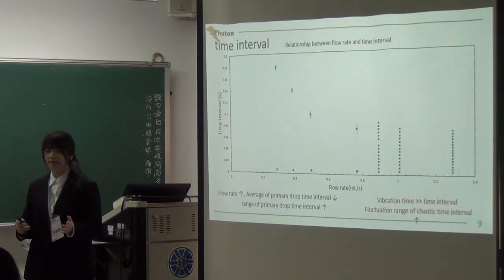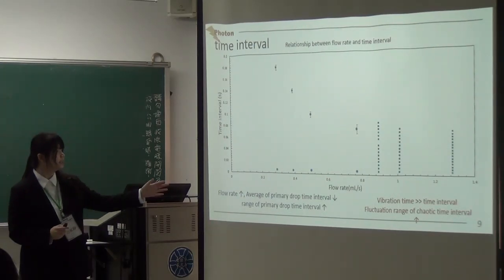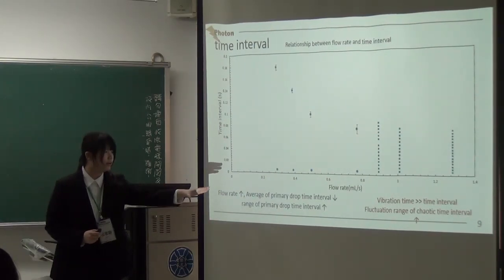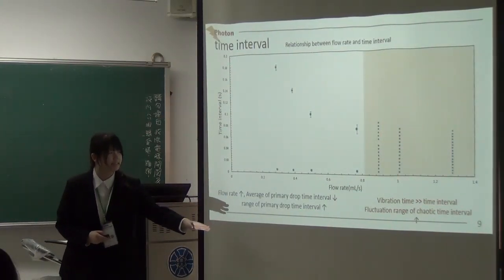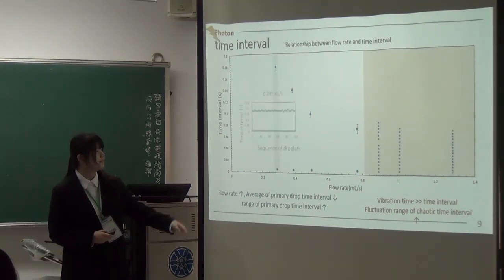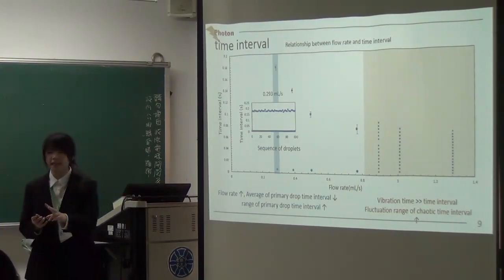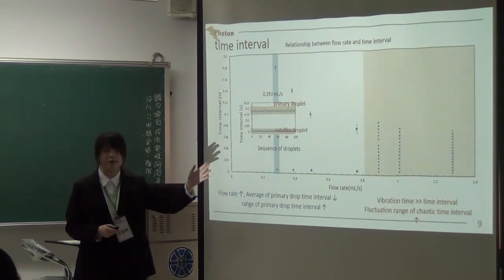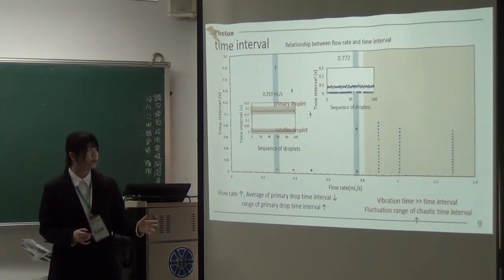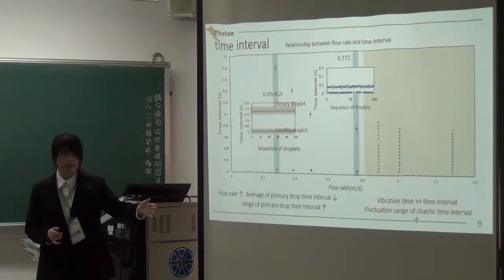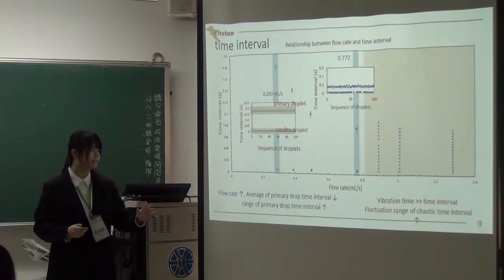And here is the time interval. The x-axis is water flow rate, and the y-axis is time interval. We see the left side is the periodic droplet and the right side is the chaotic condition. We can know the periodic condition has two time intervals. The larger time interval is the primary droplet, and the smaller time interval is the secondary droplet. When we increase the water flow rate, the time interval will decrease because the water will accumulate more.